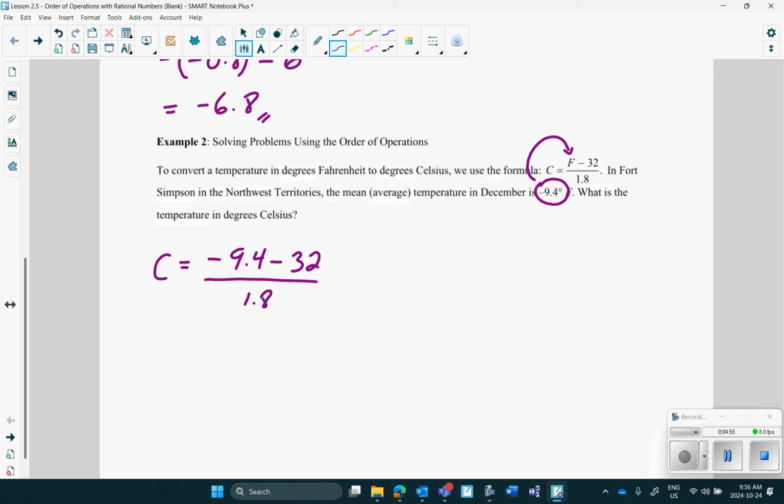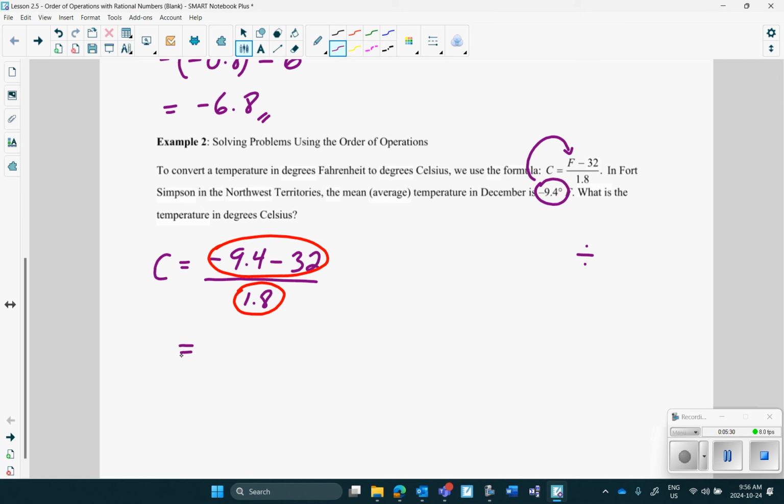Now remember, this is a different way to show division. We can show division using that symbol, or we can show it using this symbol. But when you see this, it means that you've got to do everything up top first, everything on the bottom, and divide last. I know you might be thinking, well, I divide first because division comes before subtraction. Not when we have one of these.